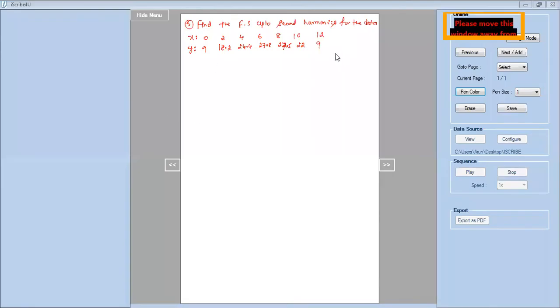So this is the fifth problem on harmonic analysis. Find the Fourier series up to second harmonics for the data. X values 0, 2, 4, 6, 8, 10, 12, and Y values are 9, 18.2, 24.4, 27.8, 27.5, 22, and 9. So this is the data given. So let us see how to find the Fourier series up to second harmonics for this data.